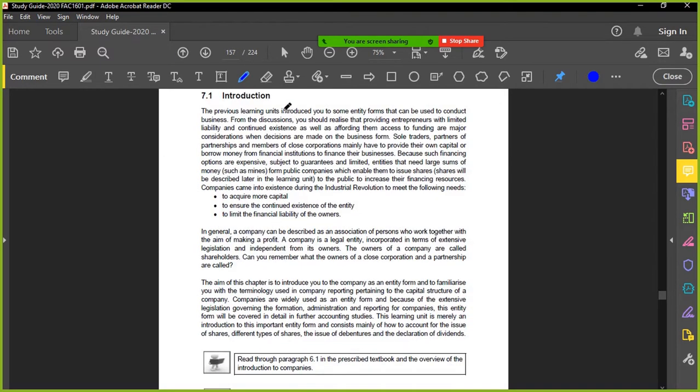Okay, I see Unisa has given you actually quite a bit of background. This is quite good. You can obviously read through this. It's just going to give you more insight in terms of how a company is structured, how a company is run, and some of the benefits here. They've also spoken about raising capital here, the continuing existence of the company. Okay, remember? Limited liability, separate legal entity.